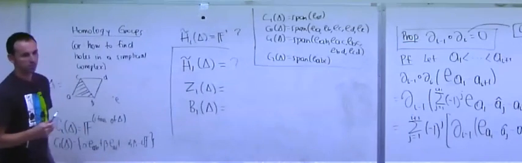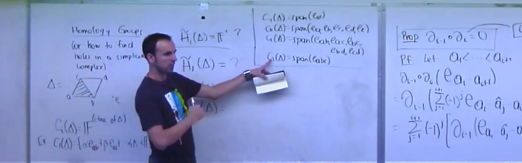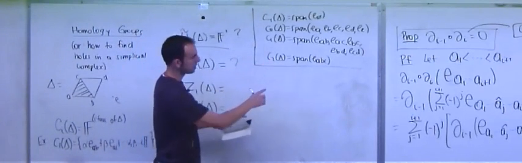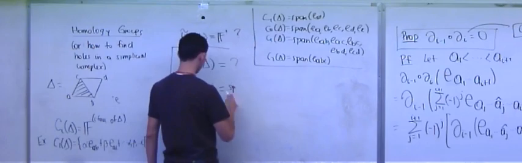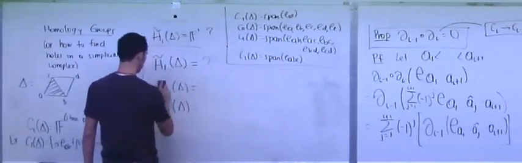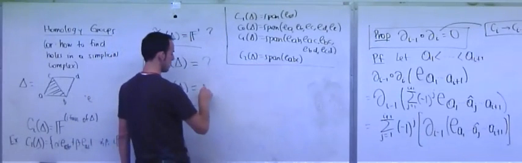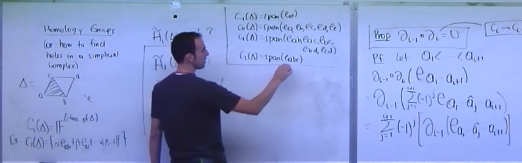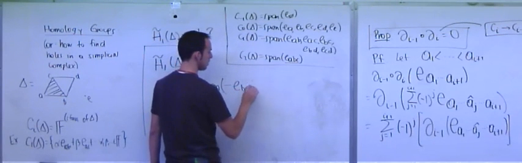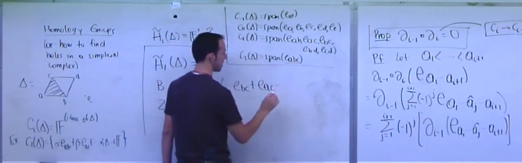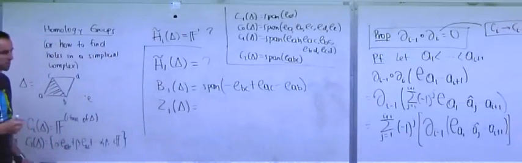So B1 of delta, that is the image of C2 of delta. So I take everything in C2 of delta and I take its boundary. Well, here I only have one generator, so I just need to take the boundary of that guy. So B1 is the span of the boundary of this guy, which we saw is minus EBC plus EAC minus EAB. Okay? So that's not too bad.